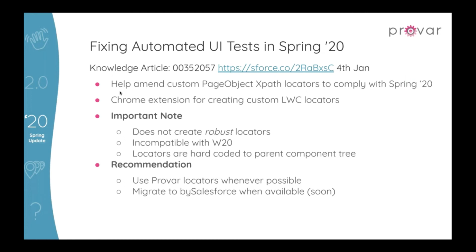We are introducing a feature I'm talking about in a few minutes called By Salesforce. So we're adding a new locator that works across Aura and LWC. And when that's available, we do recommend you start migrating to it and using that, and we'll be offering that as a default choice when mapping components in Lightning.